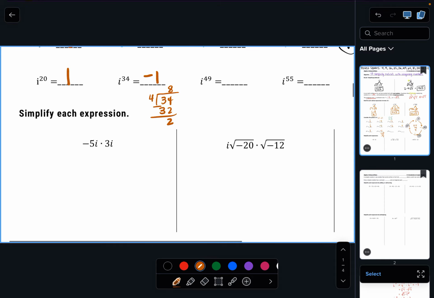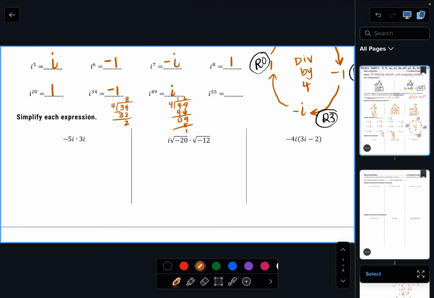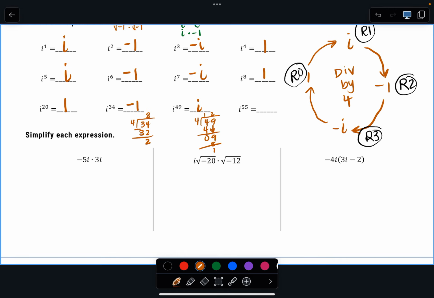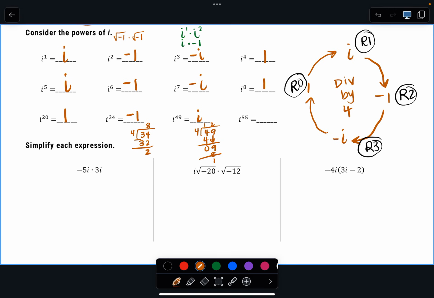So it's just division. 4 goes into 49. How many times does 4 go into 9? 2. 8 with a remainder of 1. Remainder of 1 is going to be i. Oh, that makes sense. So you are literally just dividing by 4, seeing what your remainder is, and then going in and matching it to the correct i term.